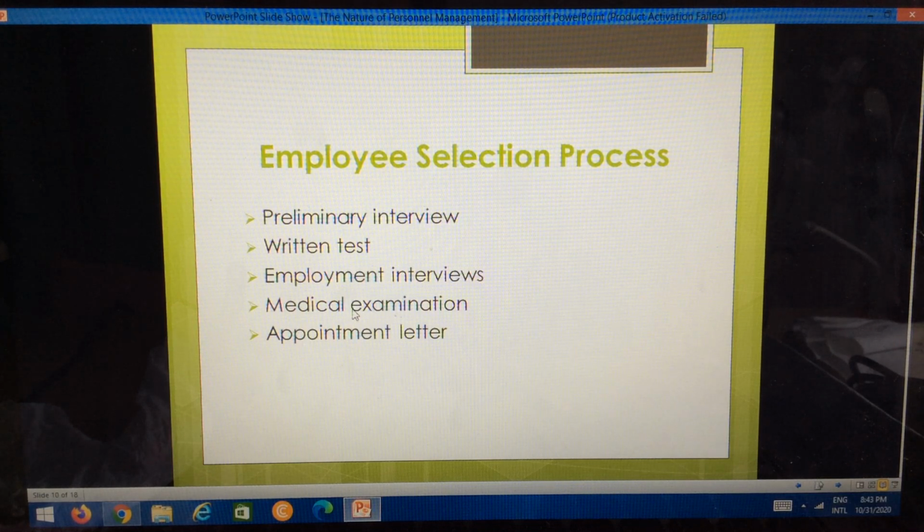So the fourth one is the medical examination. Medical tests are conducted to ensure physical fitness of the potential employee. It will decrease chances of employee absenteeism. So lastly, after you get the appointment letter, that means you are hired, and you can start your job. A reference check is made about the candidate selected, and then finally he is appointed by giving a formal appointment letter.